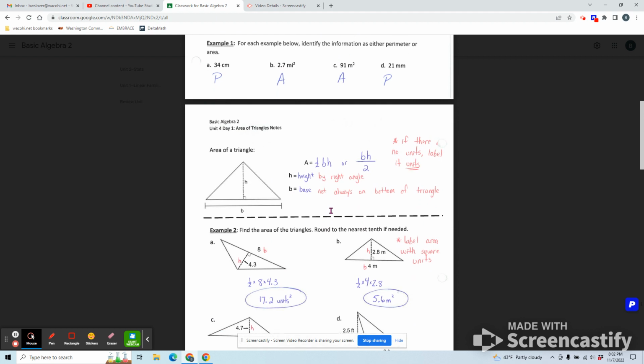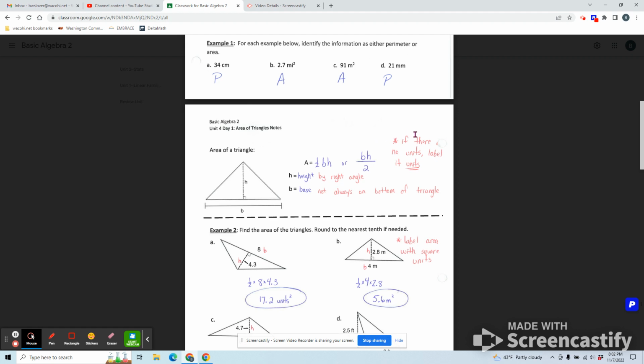All right, area of a triangle. So your formula, A, which is area, equals a half base times height. You may also see base times height divided by 2. Both are the same thing. They're both the same formula. Both find the area. Doesn't matter which.